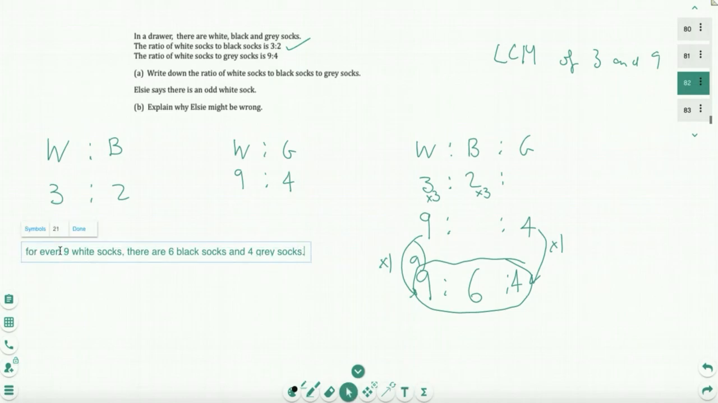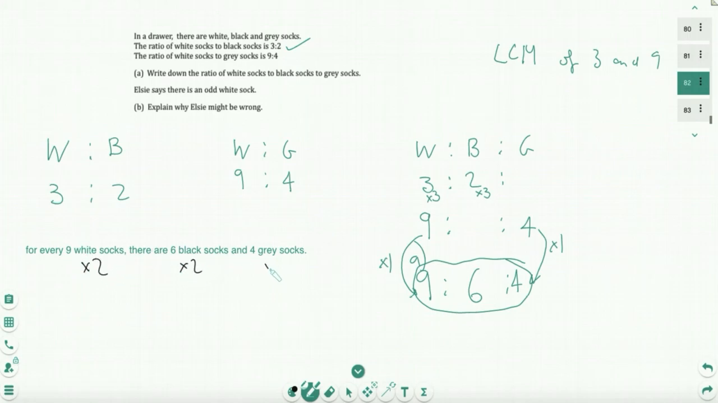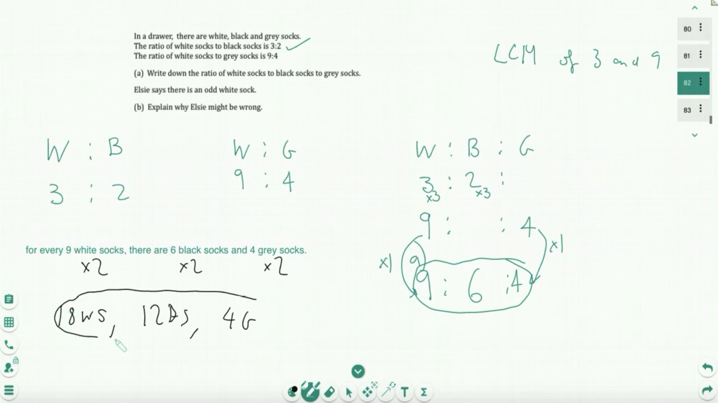Well, remember guys, just because the ratio is 9 to 6 to 4, it doesn't mean there are just 9 white socks, 6 black socks, and 4 gray socks. That's just a ratio. What we could say is we could double these values. So 9 times 2 is 18 white socks, 12 black socks, and 8 gray socks. And this is a possible number of socks LC might have.